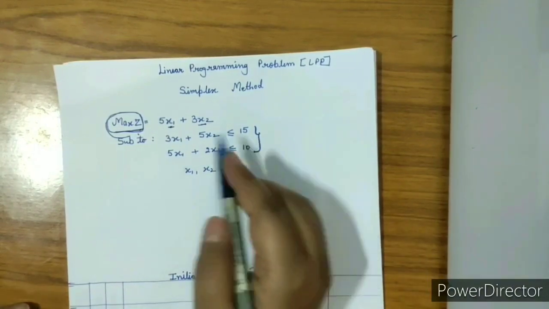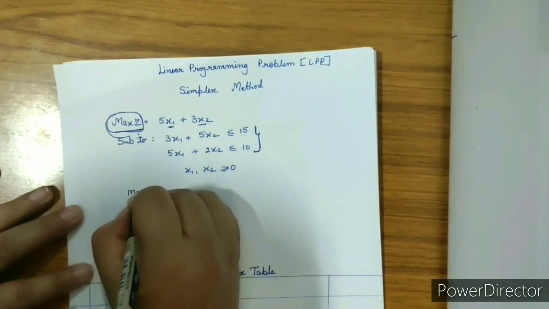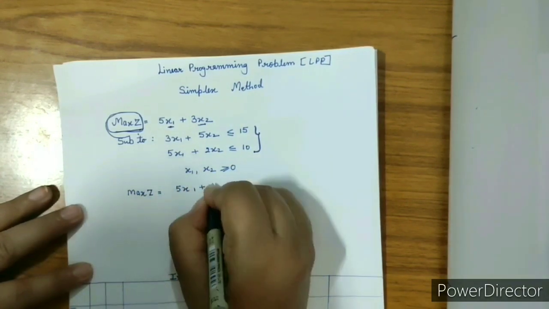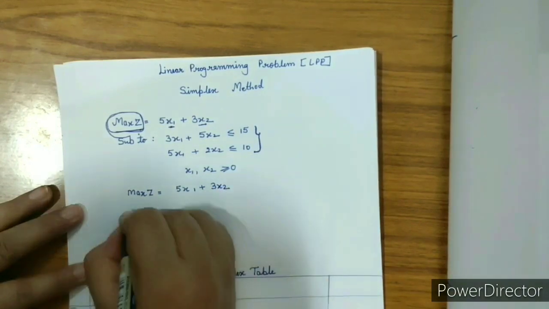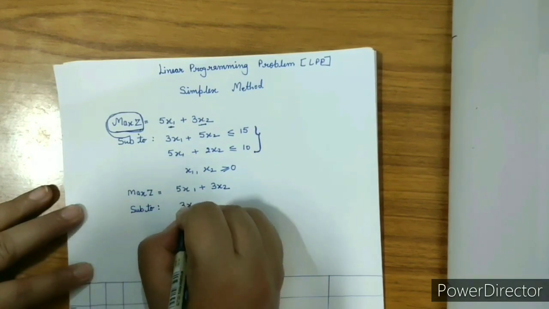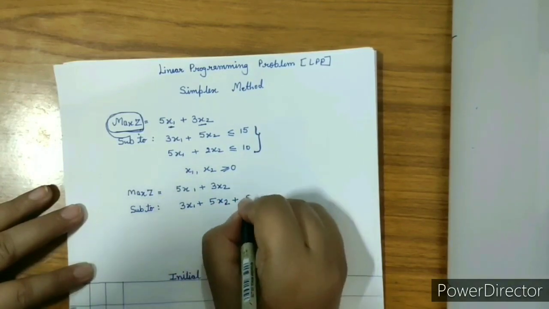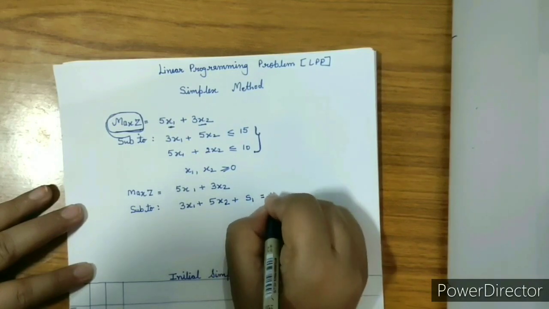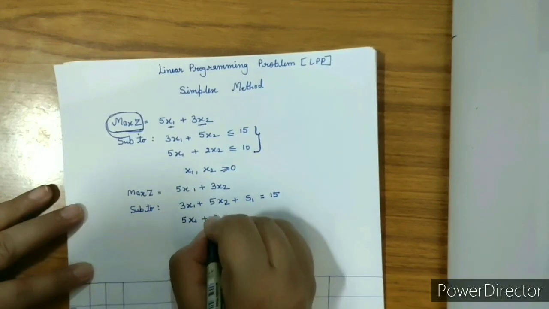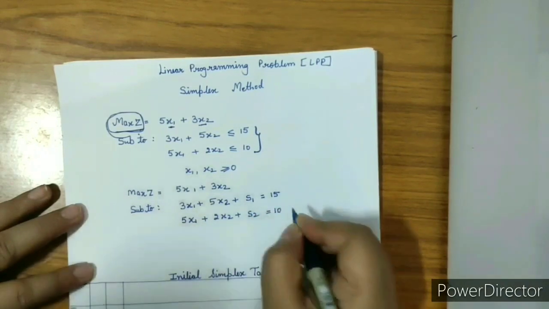Now we will rewrite the objective and subject functions like this: maximize z equals 5x1 plus 3x2, subject to 3x1 plus 5x2, and we add the first slack variable s1, equals 15. For the second equation, 5x1 plus 2x2 plus s2 equals 10.